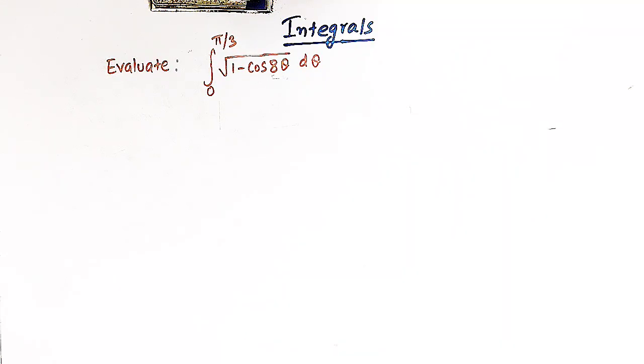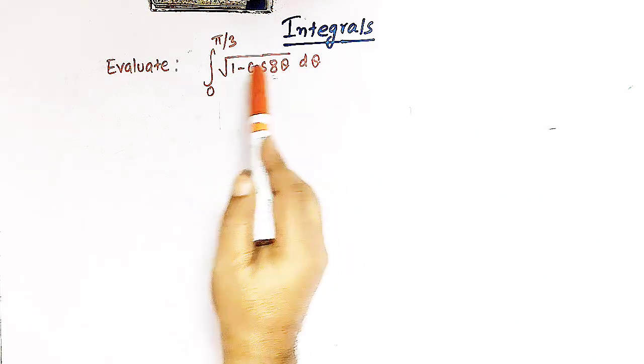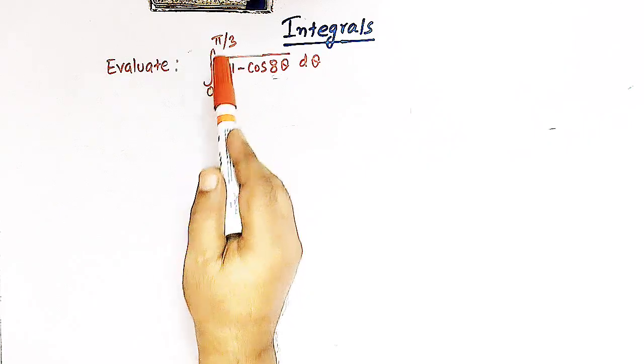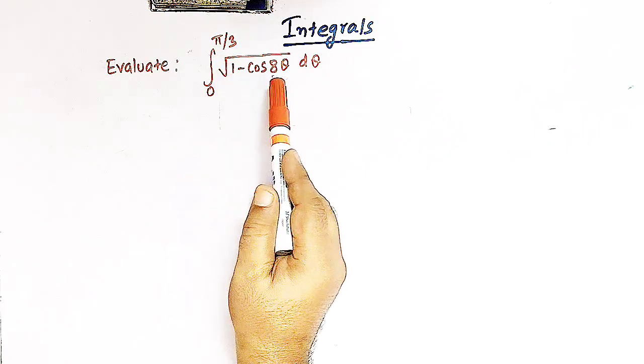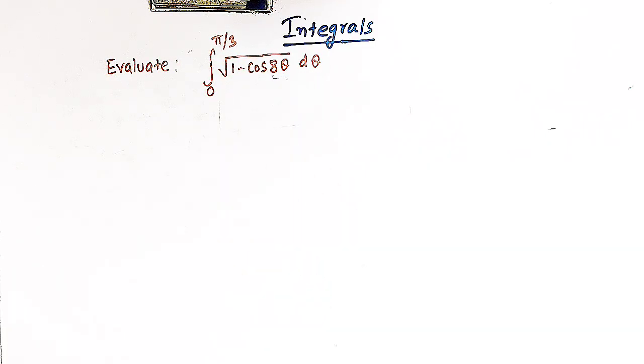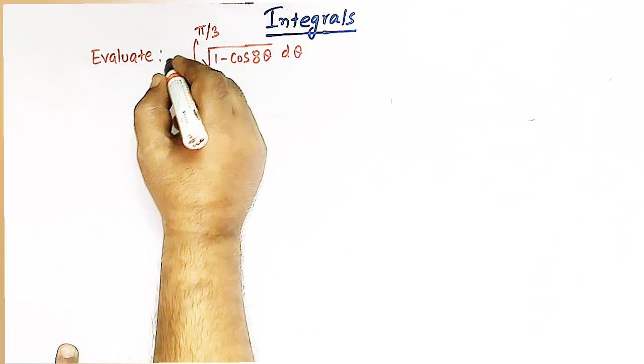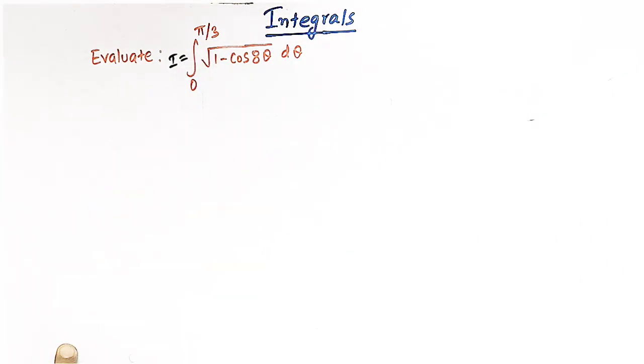Hello viewers, in today's session we are going to discuss an important and conceptual problem from definite integrals. Here we have to consider the integral from 0 to pi by 3 of the square root of 1 minus cos 8 theta d theta. We'll solve this integral with the concept of the absolute value function. Let us take this integral as I, and start with some concepts from trigonometry.